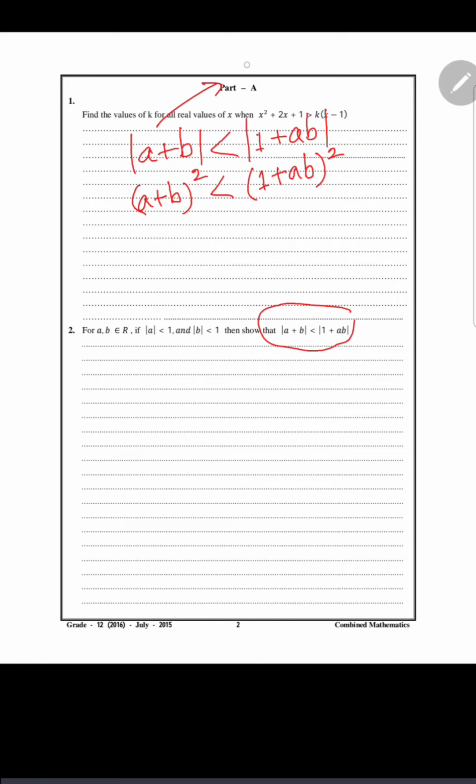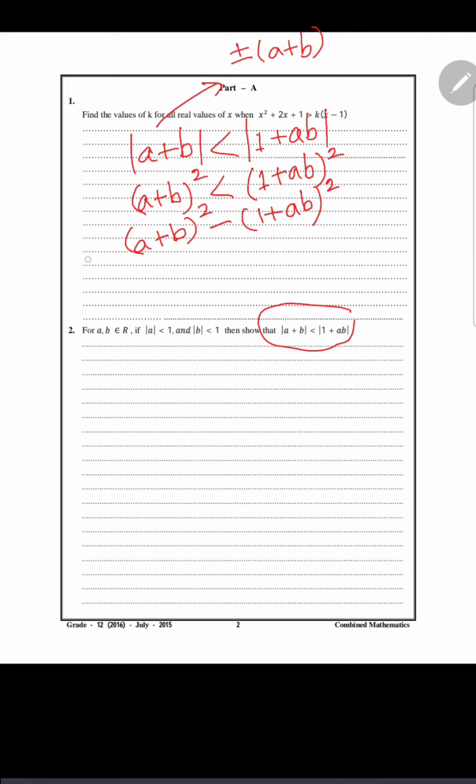Because for the modulus, if I simplify |a+b|, it is plus or minus (a+b). And then we can't work with one sign. We have to consider plus and minus always. To cancel that effect, we can square both sides. Now take the RHS term to the left hand side.